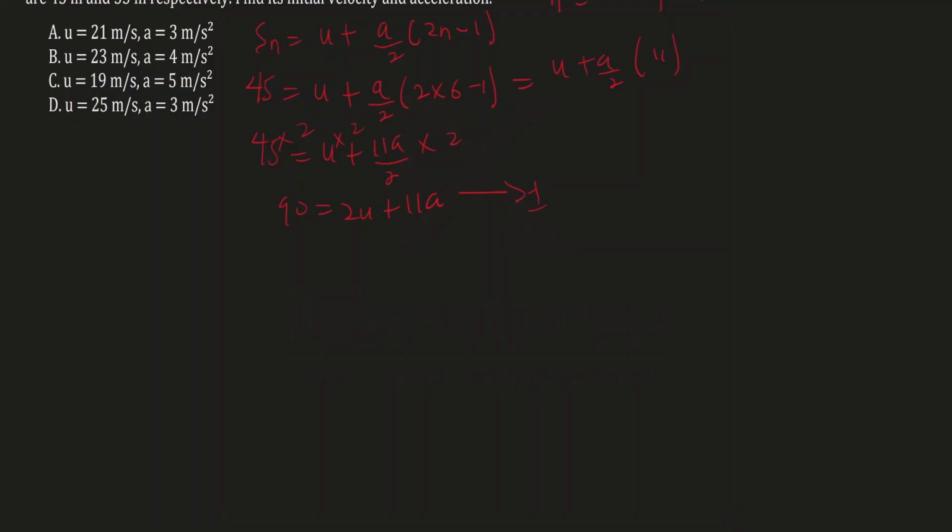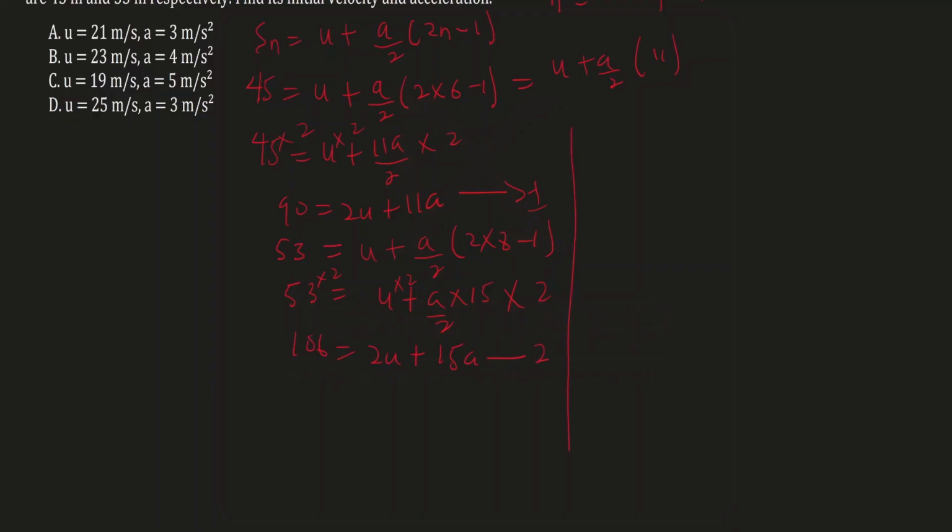Now the distance covered in the 8th second is 53 meters. So 53 equal to u plus a over 2 multiplied by 2 times 8 minus 1. 2 times 8 is 16, 16 minus 1 is 15. Then I'll multiply both sides by 2 to cancel out the fraction. 53 times 2 is 106 equal to 2u plus 15a over 2 times 2, which is 15a. So let's call this equation 2.